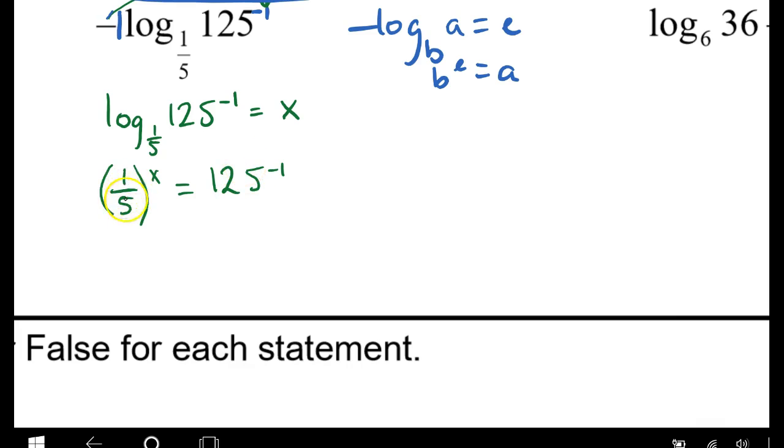All right, but again, remember we don't want fractions. So let's first change this 1 over 5. And we know that if I flip this fraction, the exponent, which is 1 here on the 5, will become negative. Okay, so now let's first figure out, 5 to what equals 125?